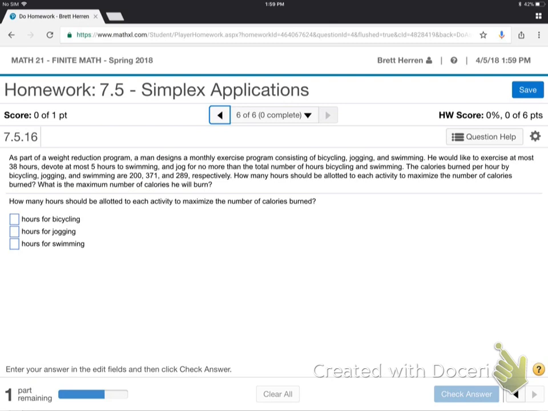Okay. So how do you know what the variables are that we're going to put across the top? Whatever they're asking for. What are they asking for? Bicycling, jogging, swimming. So bicycling, jogging, swimming, right across the top. Makes sense? Anything else will go down the side.